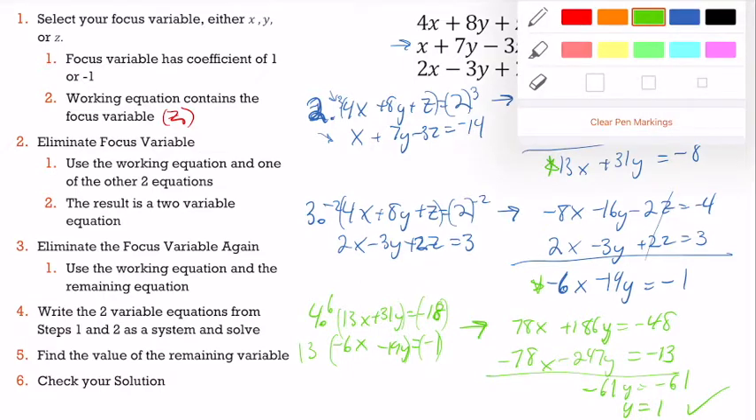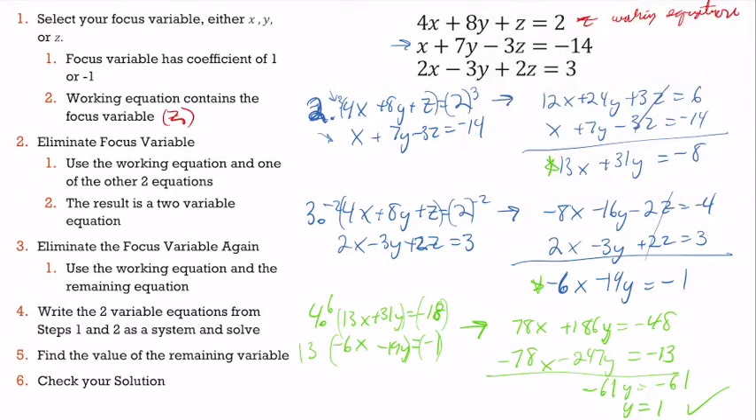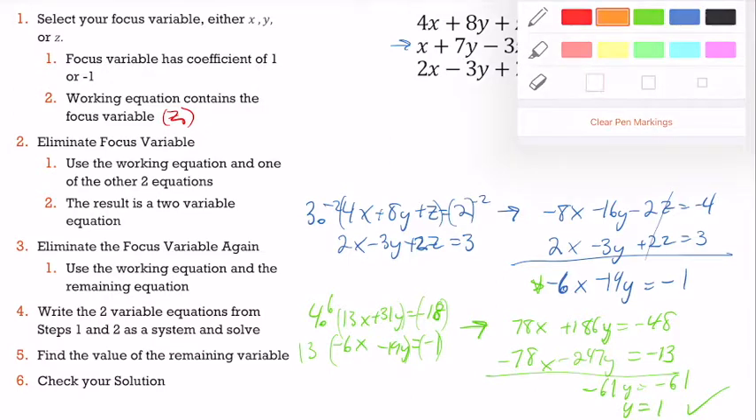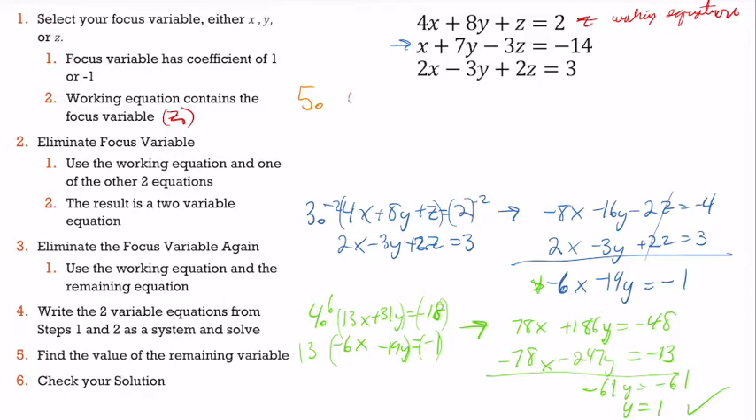Next, we're going to go into step 5, which is finding the remaining values. So let me clear myself a little room. For step 5, I'm going to substitute y equals 1 back into either of these linear equations. It doesn't matter. Let's go with negative 6x minus 19y equals negative 1. So I have negative 6x minus 19 times 1 equals negative 1. I then have negative 6x minus 19 equals negative 1. I add 19 to both sides.